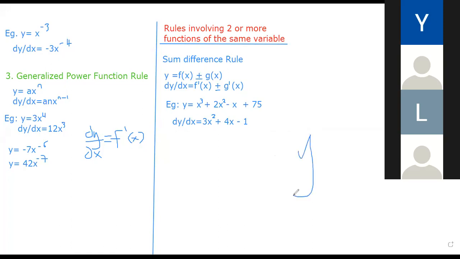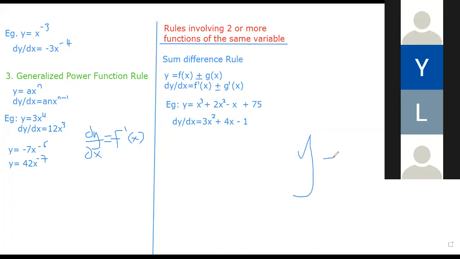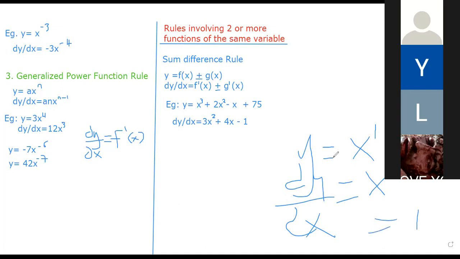Let's demonstrate. Let's say y is equal to x. Now, this x, its power is 1. So if I apply the power function rule, then dy dx is equal to 1 times x, which gives us x. Then if you subtract 1 from the power, you get 0, so x to the power 0. Any number raised to the power 0 is what? It's 1. So dy dx gives us 1. Yasmin, you understand? Yes, thank you. Exactly. So that is why we get 1 over there.